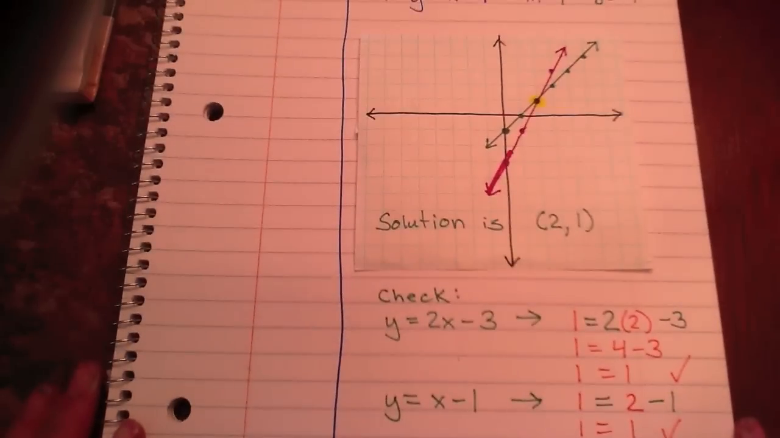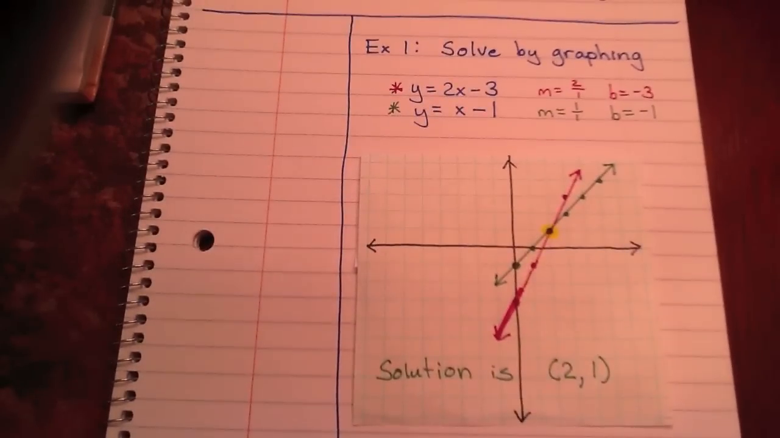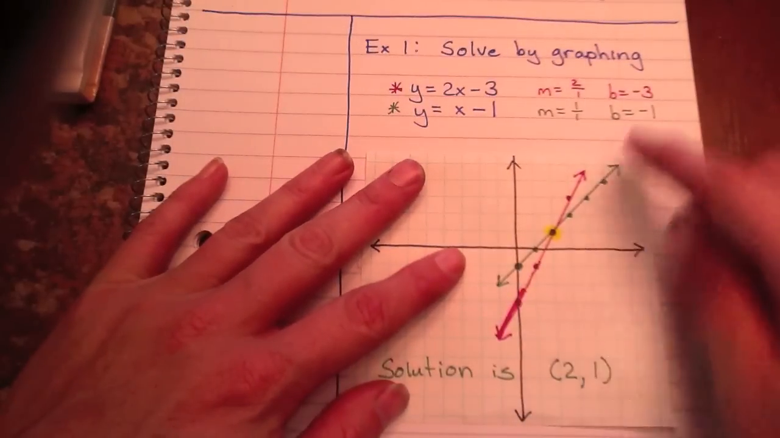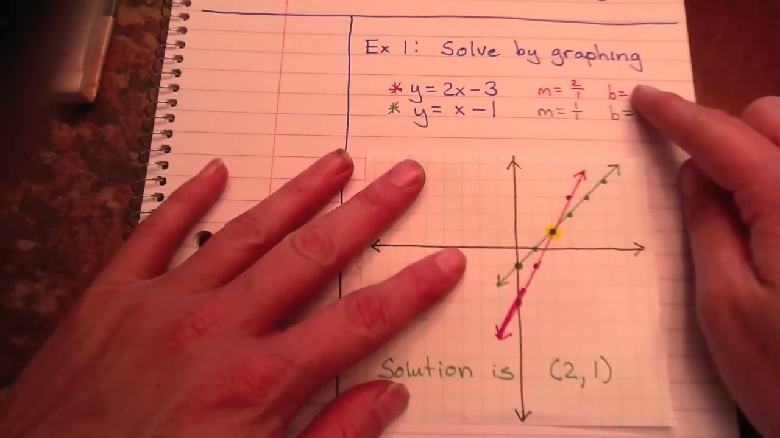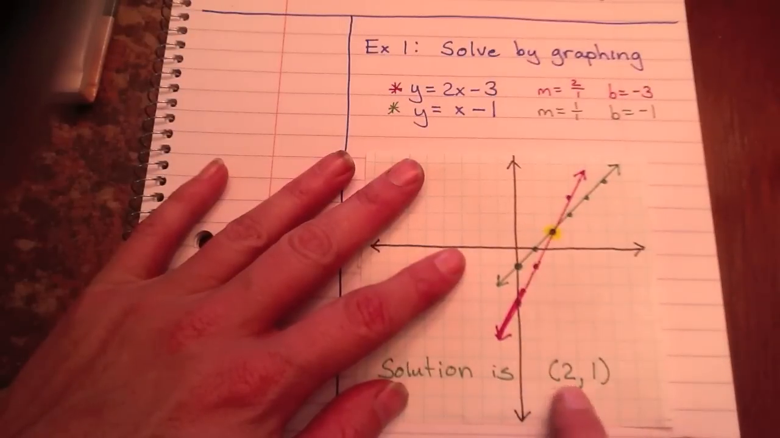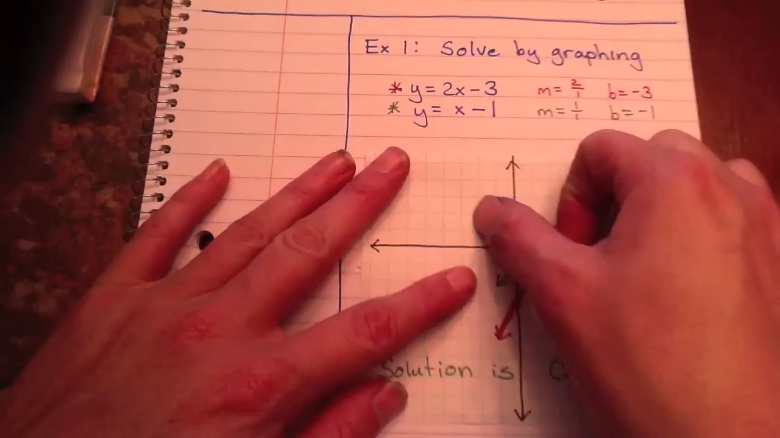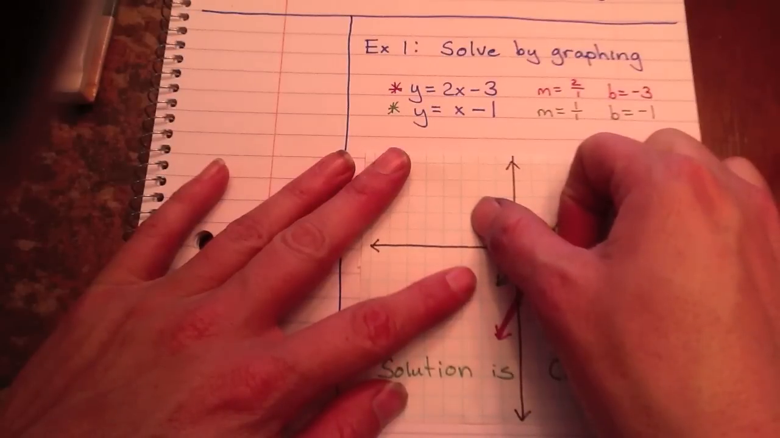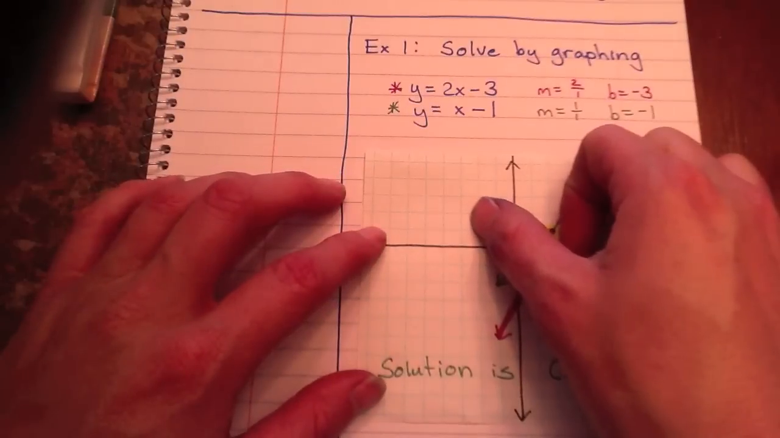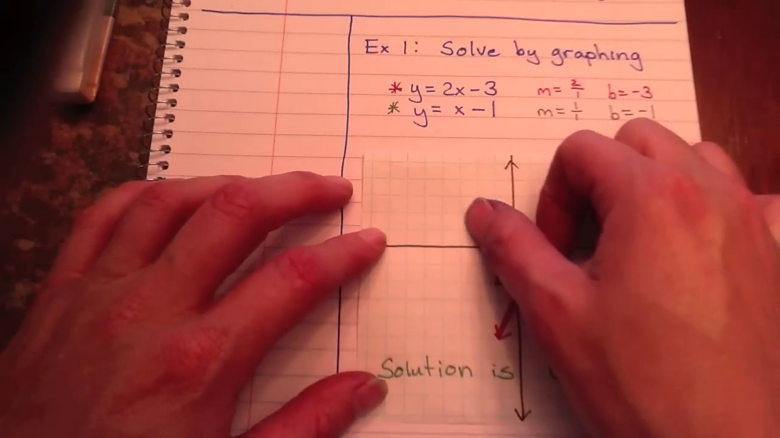Now, I want you to understand that part of the reason that graphing isn't the easiest way to solve these is because we got lucky on this one that it crossed at a nice easy point to find, (2, 1). But what if it crossed like right there in the middle there? You don't know exactly what it is because it's going to be some type of fraction or decimal if you want to look at it that way.